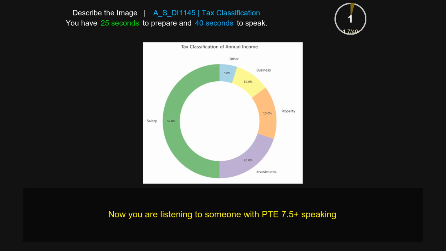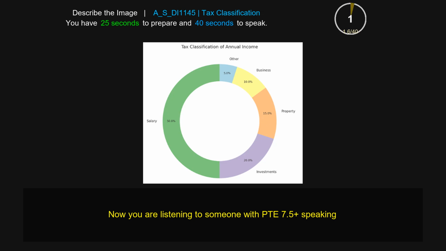The provided pie chart describes the information on the tax classification of annual income, and we can see there is a lot of information provided here. Half of the pie chart is covered by salary, which is 50%, followed by investment, which is 20%, property is 15%, business is 10%, and the other is 5%. So overall we can observe that salary has the highest distribution on the percentage. Overall, the picture looks very informative regarding the tax classification of annual income.